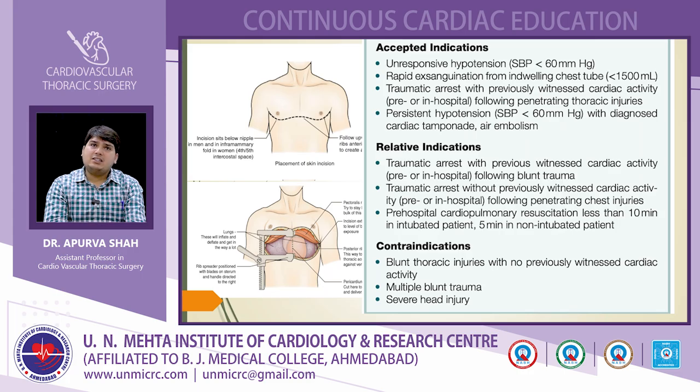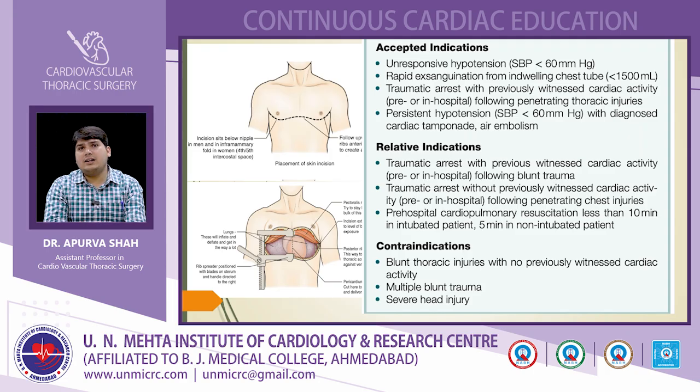The accepted indications for ED thoracotomy are unresponsive hypotension with systolic blood pressure less than 60 mmHg, rapid exsanguination from an indwelling chest tube with more than 1500 ml, traumatic arrest with previously witnessed cardiac activity following penetrating thoracic injury, persistent hypotension with diagnosed cardiac tamponade, and air embolism.